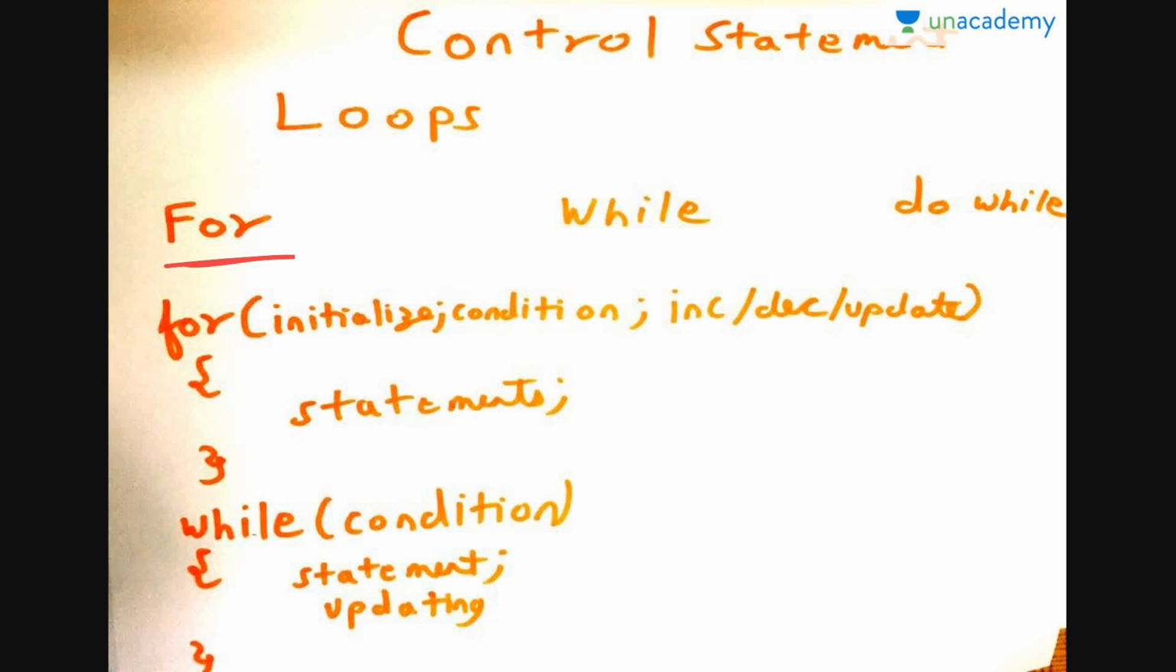So first, here are the syntax for the for, while and do while. For loop, what we do is: for, bracket, initialization, semicolon. We put the condition, semicolon, and we put the increment, decrement or update operation. And inside the curly brackets, we put our statements. Whereas in while, we put the condition in brackets. Inside the curly brackets, we put statements and updating conditions.